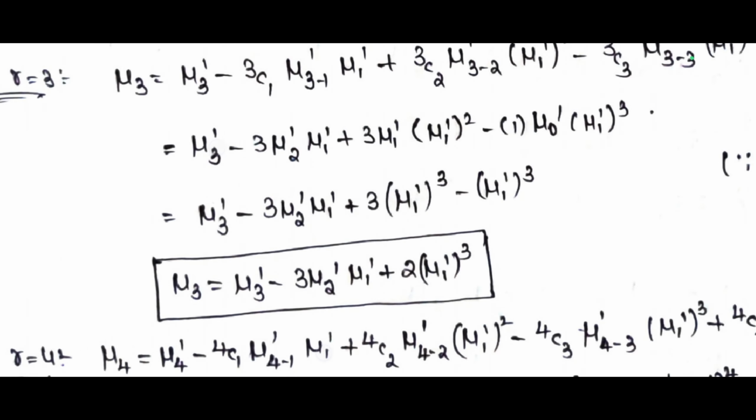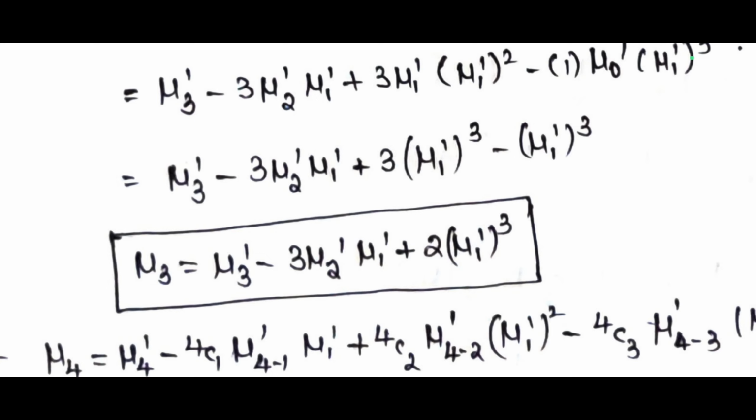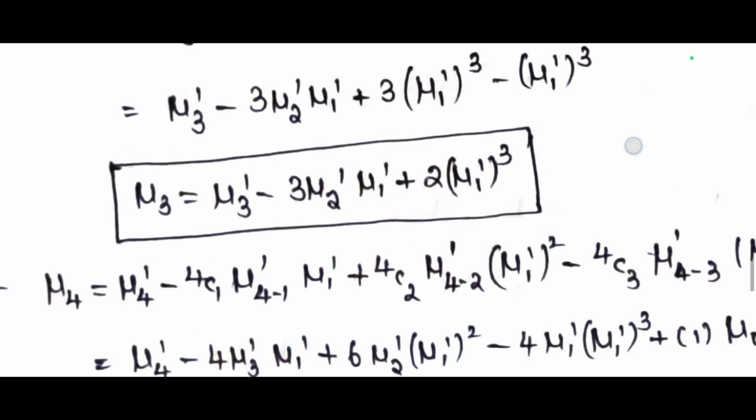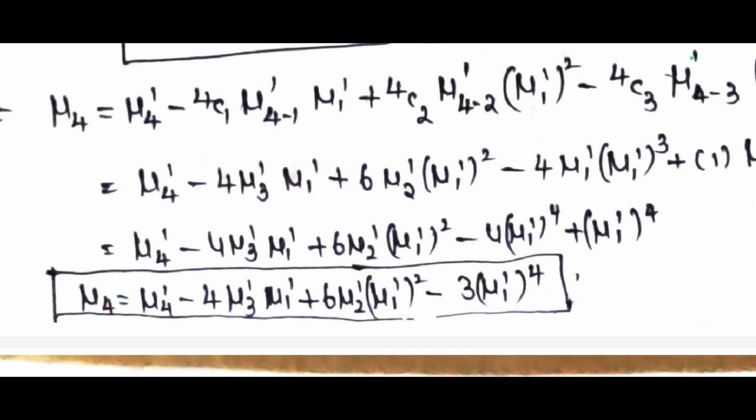These formulas play a very important role in understanding and calculating the central moments by using the non-central moments. So mu3 is equal to mu3 dash minus 3 into mu2 dash into mu1 dash plus 2 into mu1 dash whole to the power of 3. Similarly, the mu4 value is also very important. mu4 equals mu4 dash minus 4 into mu3 dash into mu1 dash plus 6 into mu2 dash into mu1 dash whole square minus 3 into mu1 dash whole to the power of 4.